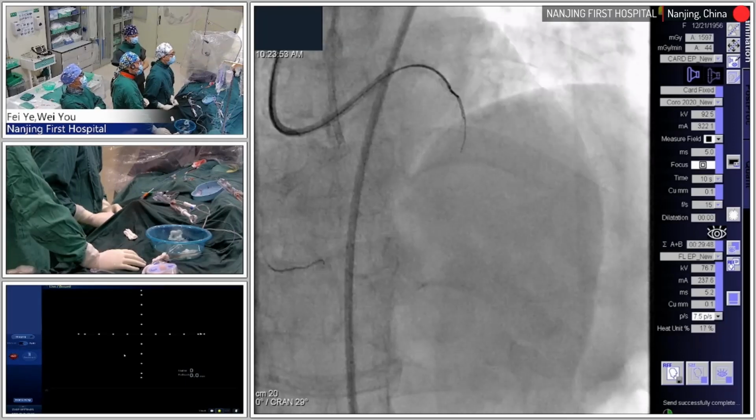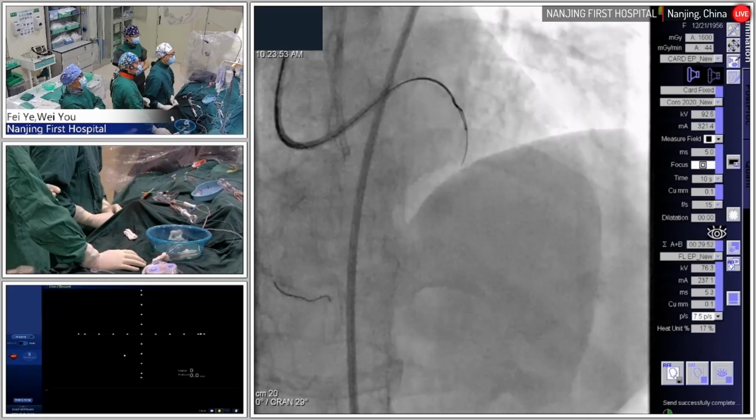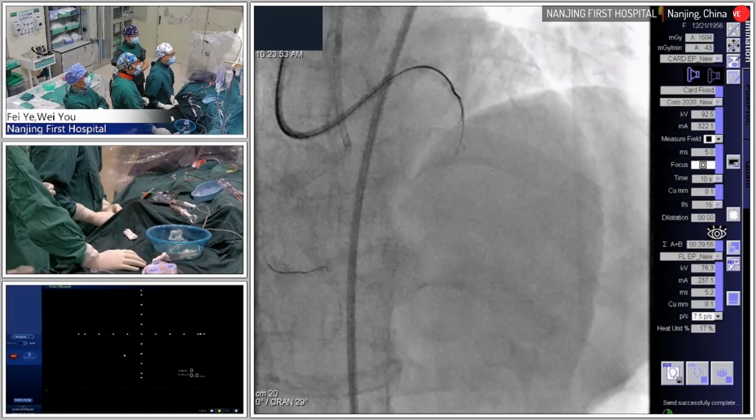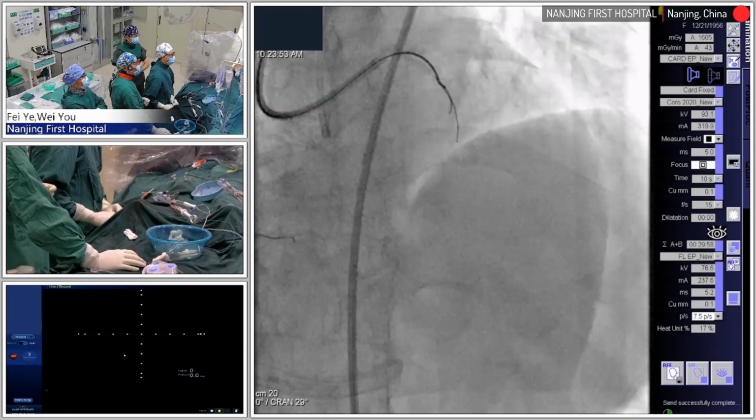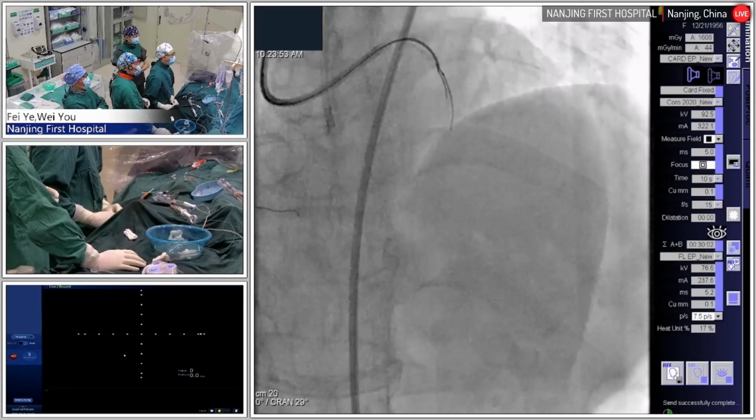Maybe the space was not large enough. We cannot find another space. So wire manipulation becomes very difficult. A little better? No. Yes, they divide too much.